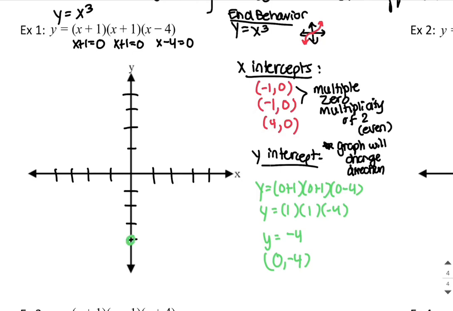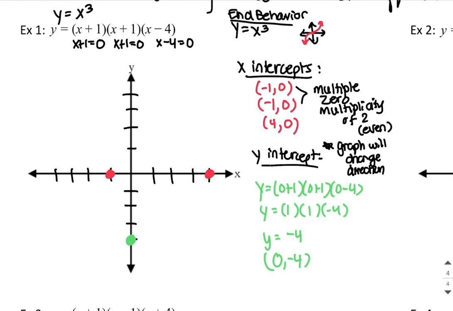Okay, and I have (0, -4). That's my y-intercept. I have (-1, 0), which shows up twice, and then (4, 0). What I'm going to do here to start is use the end behavior.